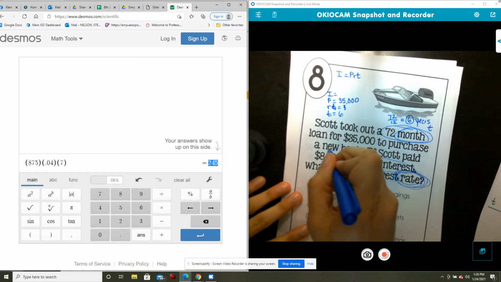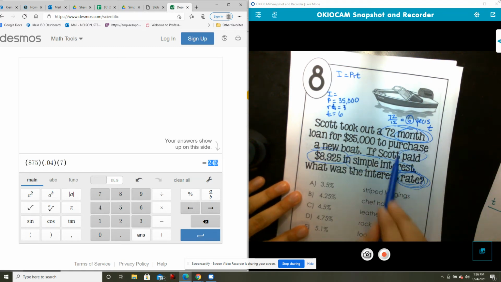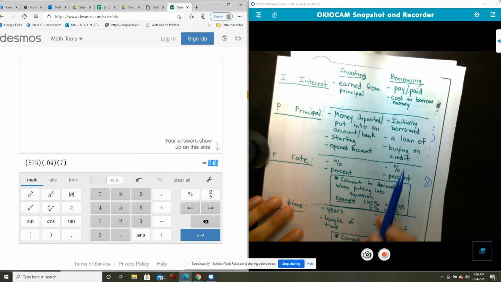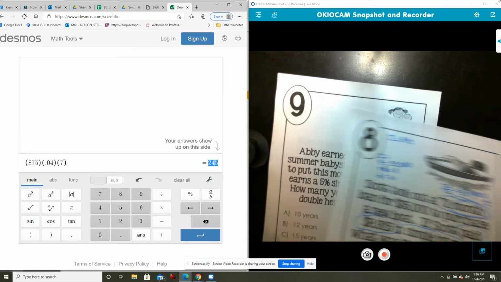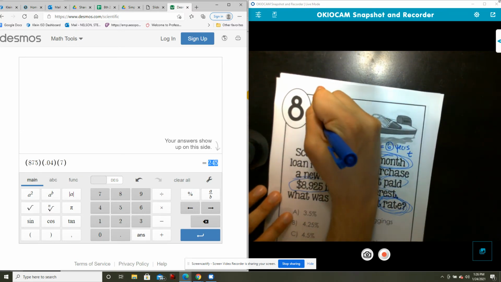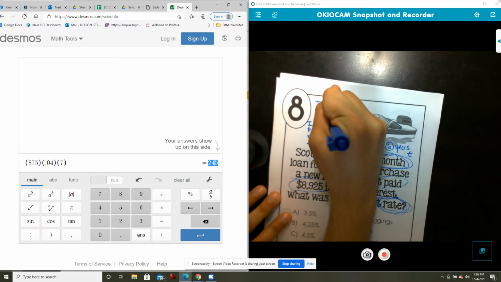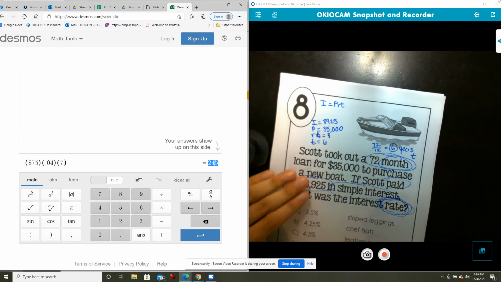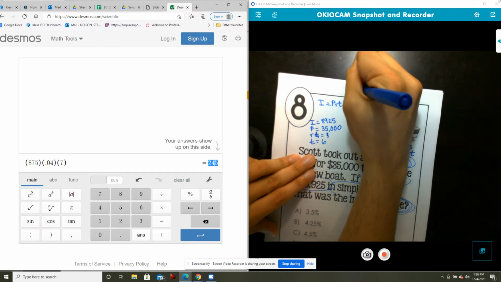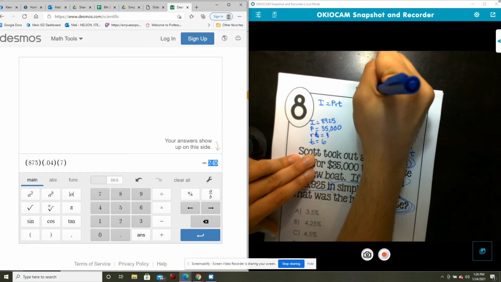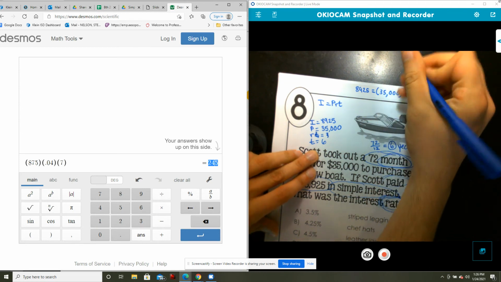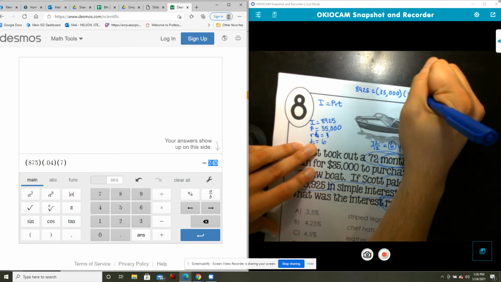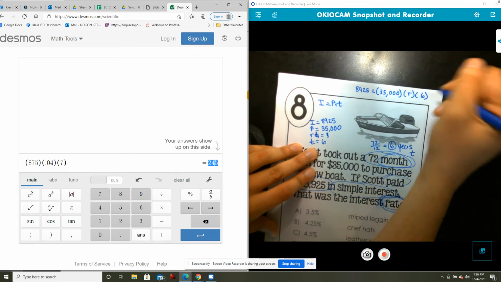If Scott paid, remember paid, cost to borrow money, paid, that's going to be your interest. So the interest that he paid is $89.25. So interest is going to be $89.25. So that's going to be set up as $89.25 is equal to the principal, times the rate, which is what we're looking for, times the time of 6.